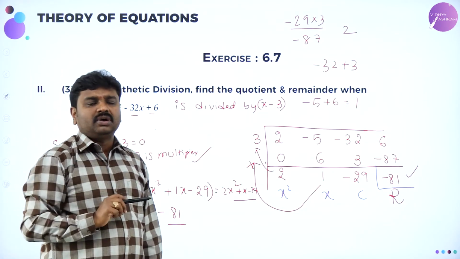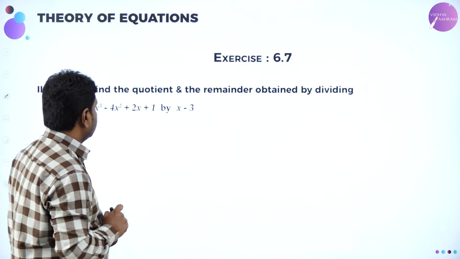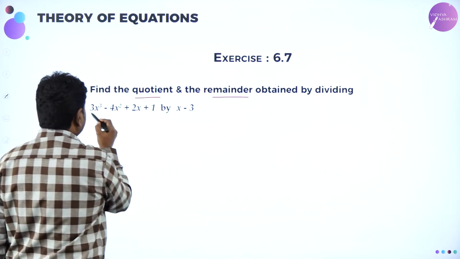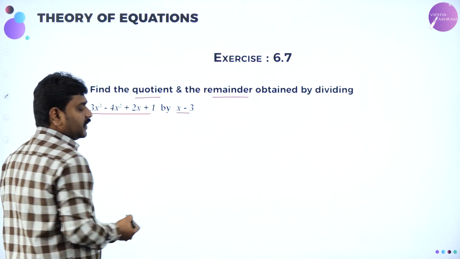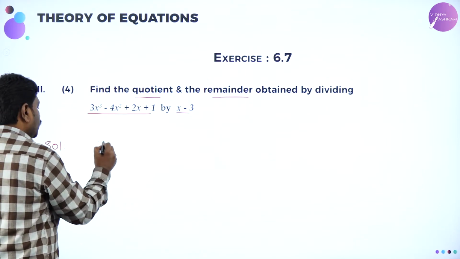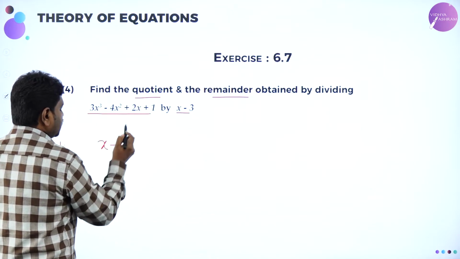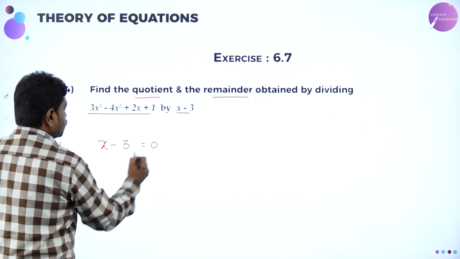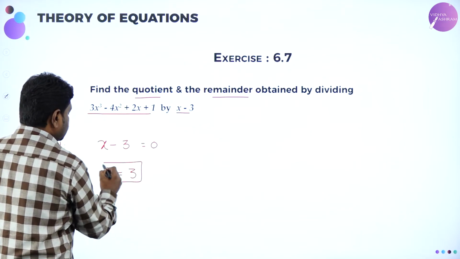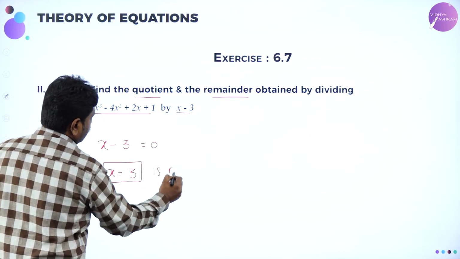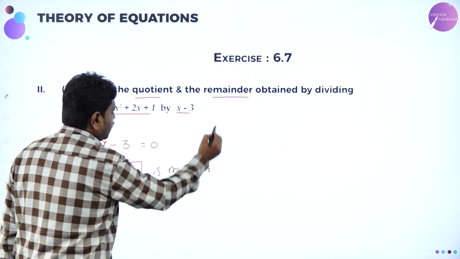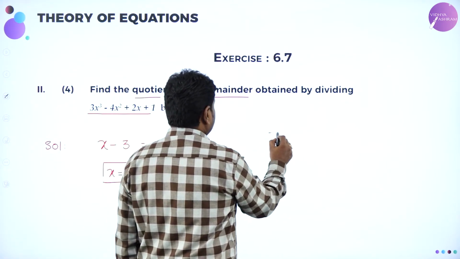Still, one more problem I'll do so that you will get the path. So now find the quotient and remainder obtained by dividing this equation by x minus 3. So now the solution: first you find the multiplier. They told divided by what? X minus 3 they told. So equate it to 0. So what is x now? X is equal to 3 you will get. X is equal to 3 is called the multiplier. First you should get the multiplier, or divisor, we can say. And that 3 I'll write outside.